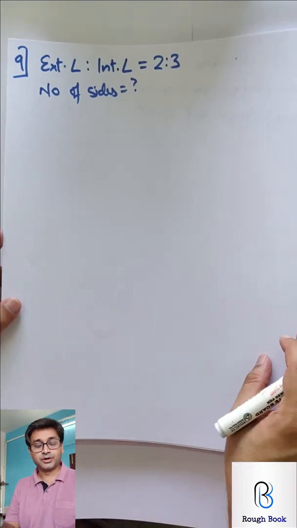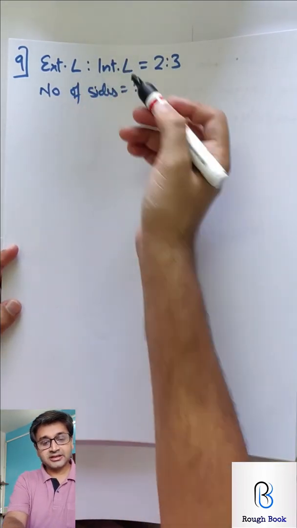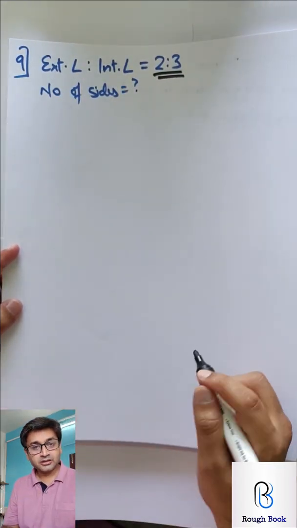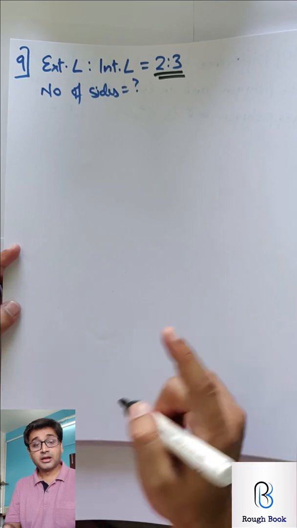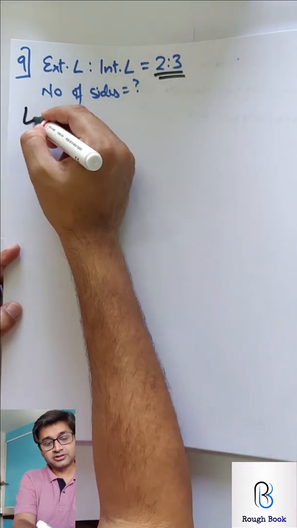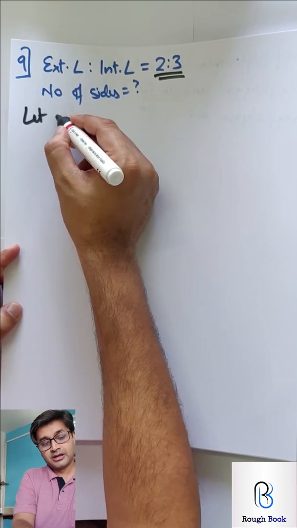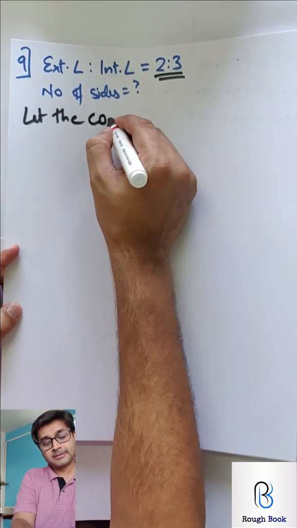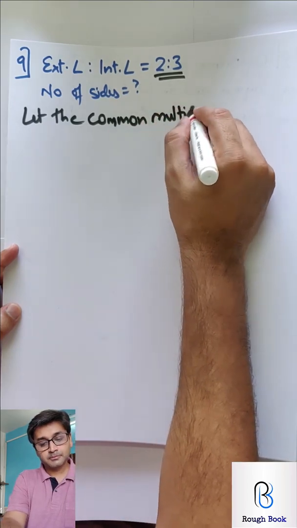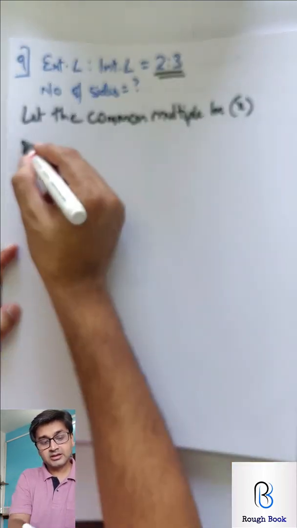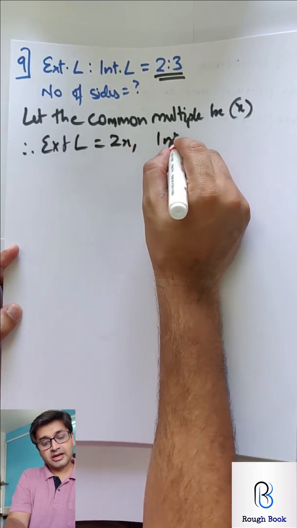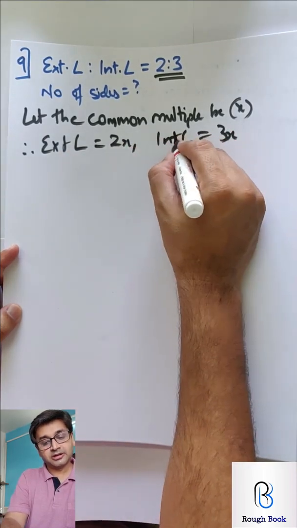Sum number 9, come on, try it. It says exterior angle to interior angle ratio is 2:3. Ratio, what should be the bell in your head? Let the common multiple be x. That should be the first starting point. Let the common multiple be x. Therefore exterior angle will be 2x and interior angle will be 3x.